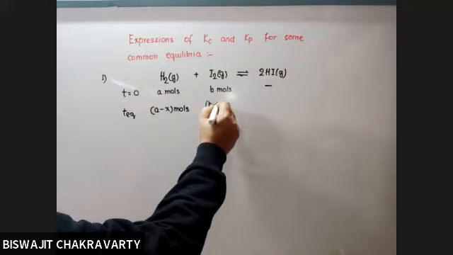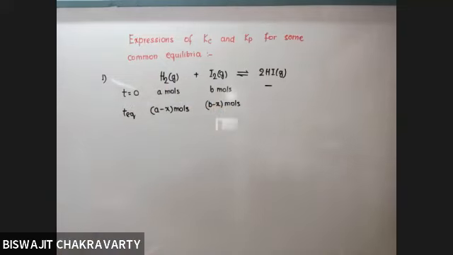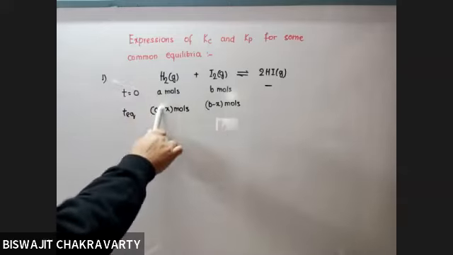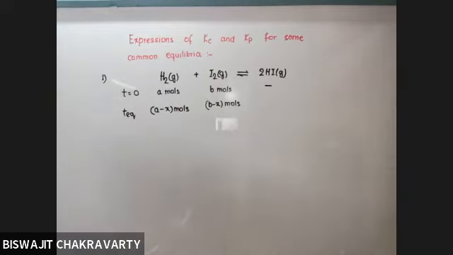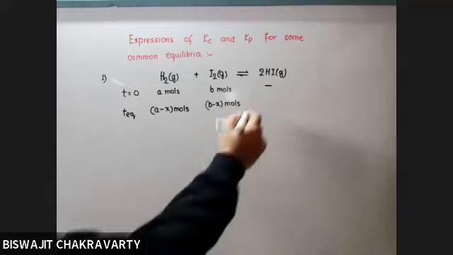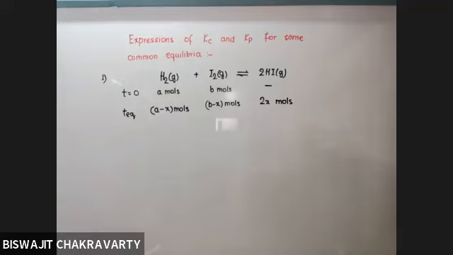So what will be left at equilibrium? B minus X moles. And how much of HI will be produced? Tell me. If this is X, and this is also X, then how much HI will be produced? Twice X. Is this understood? Have you understood this point? Yes sir. Okay.